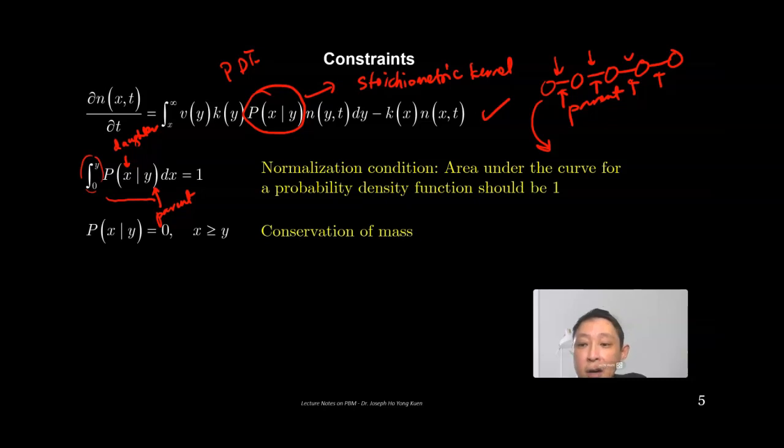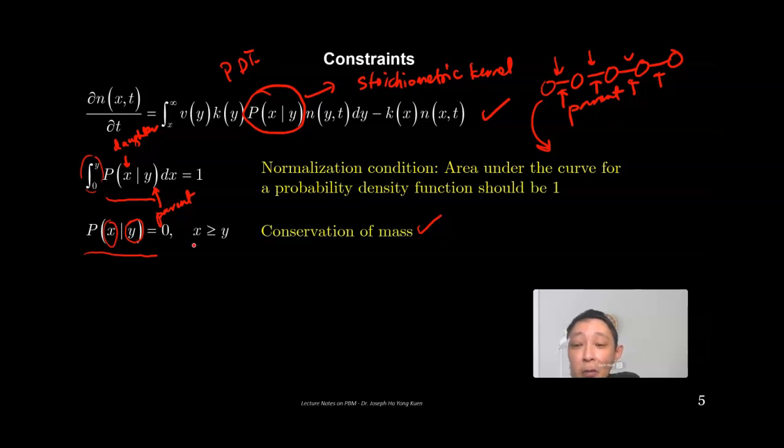Now the second constraint has something to do with the conservation of mass. This condition says that, let's say you have a parent particle that breaks into a daughter particle, this is your probability density function.